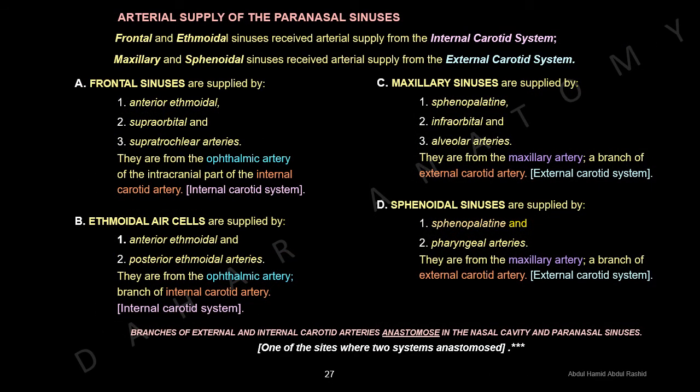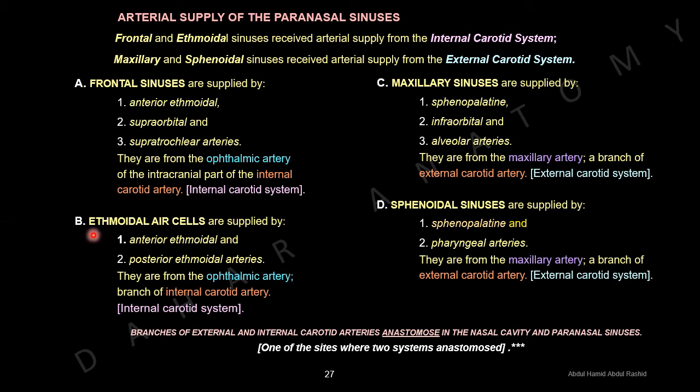Arterial supply of the paranasal sinuses. Frontal and ethmoidal sinuses receive arterial supply from the internal carotid system. Maxillary and sphenoidal sinuses receive arterial supply from the external carotid system. A. Frontal sinuses are supplied by the anterior ethmoidal artery, supraorbital artery, and supratrochlear arteries. They are from the ophthalmic artery, a branch of the internal carotid artery.